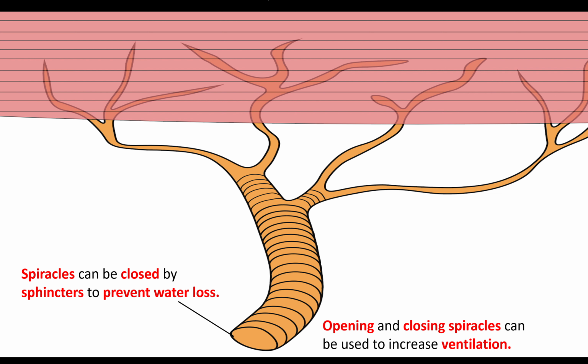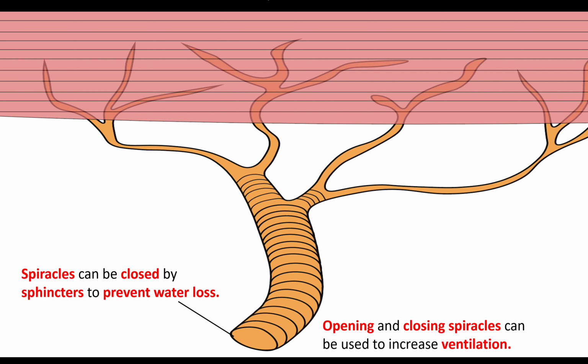Now, the other thing to know is that the sphincters can actually cause the opening and closing of the spiracles in what's called a fluttering sensation. So if they are opening and closing really quickly, that can actually help to increase the ventilation of the gases in and out through the exchange system.